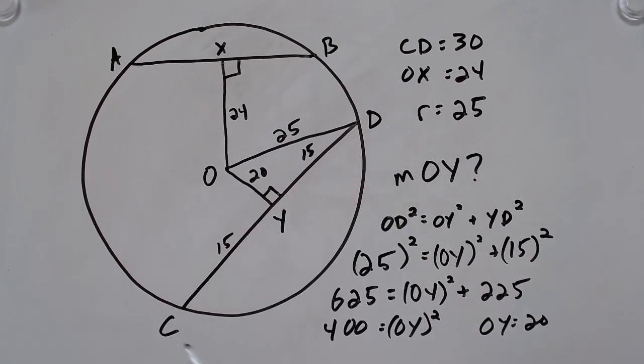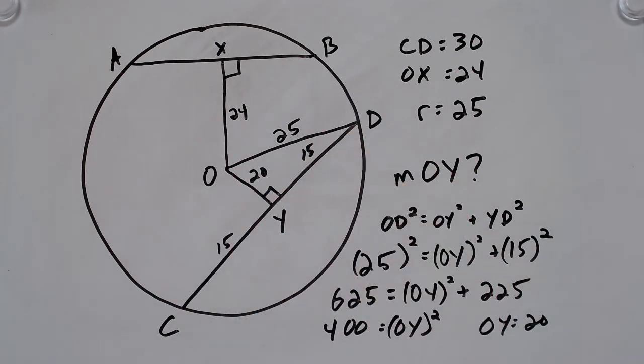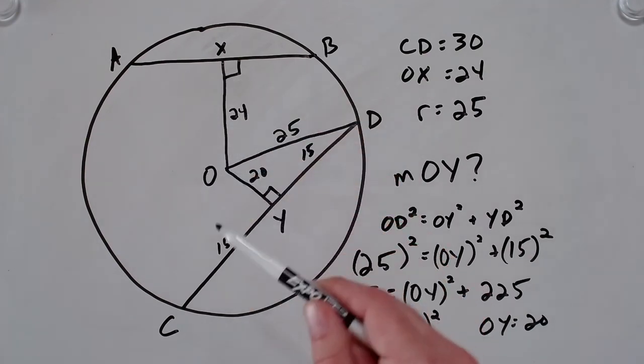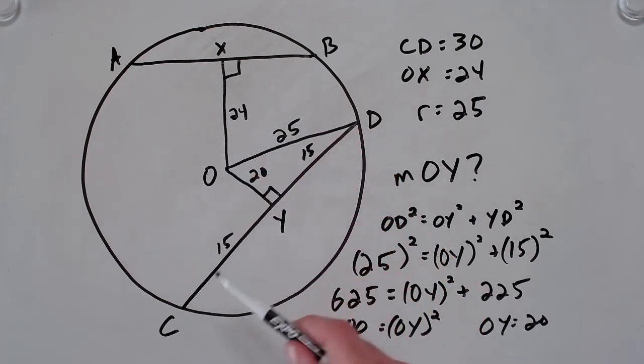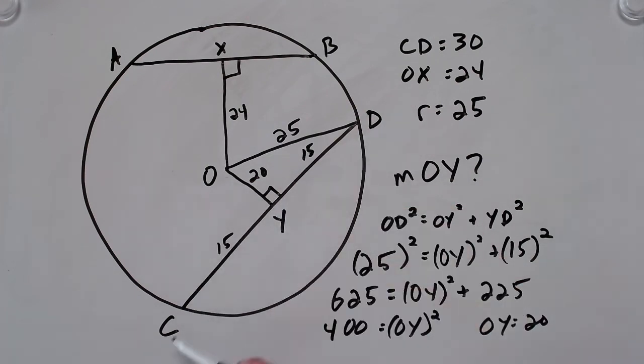And finally, between these two chords, CD and AB, which one is longer? And we can use Theorem 75. If two chords of a circle are not equidistant from the center, which they are not, 20 and 24, then the longer chord is nearer the center of the circle. So since this one is nearer, this must be the longer chord. So CD is longer than AB.